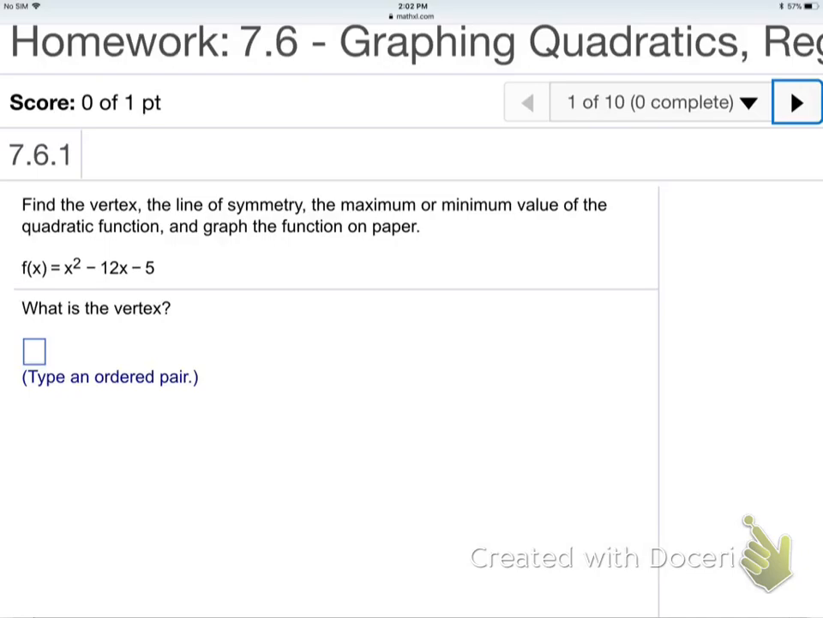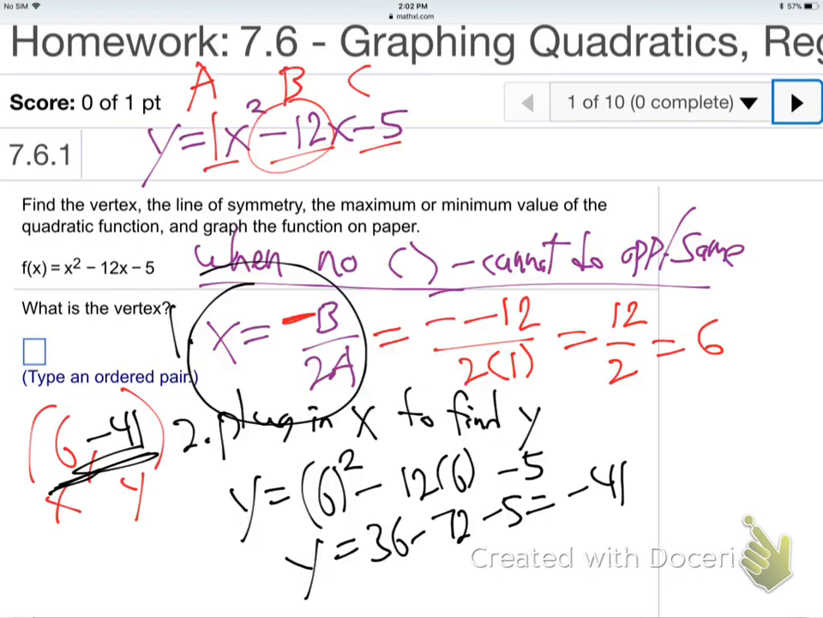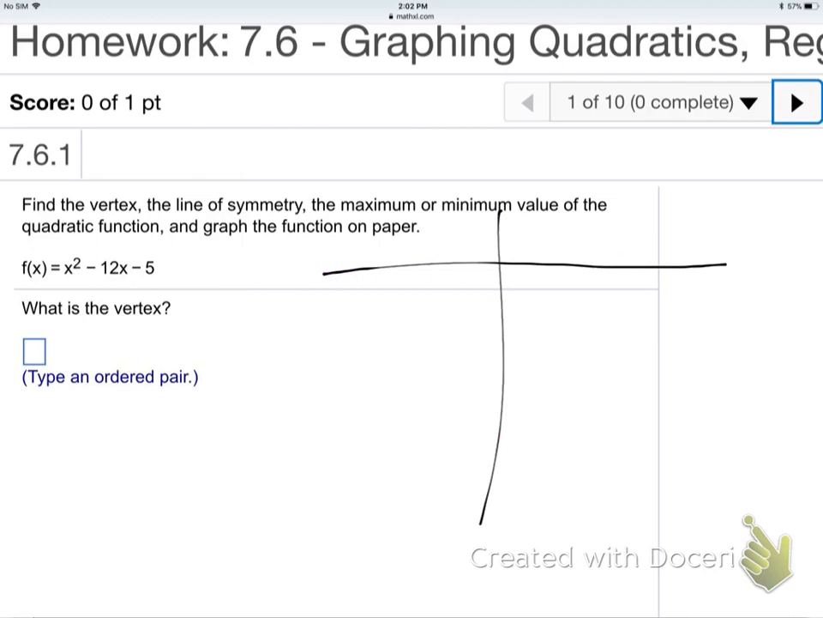Now we're going to graph it. So what was it? It was over 6, down 41. So I'm just going to say it's something like here.